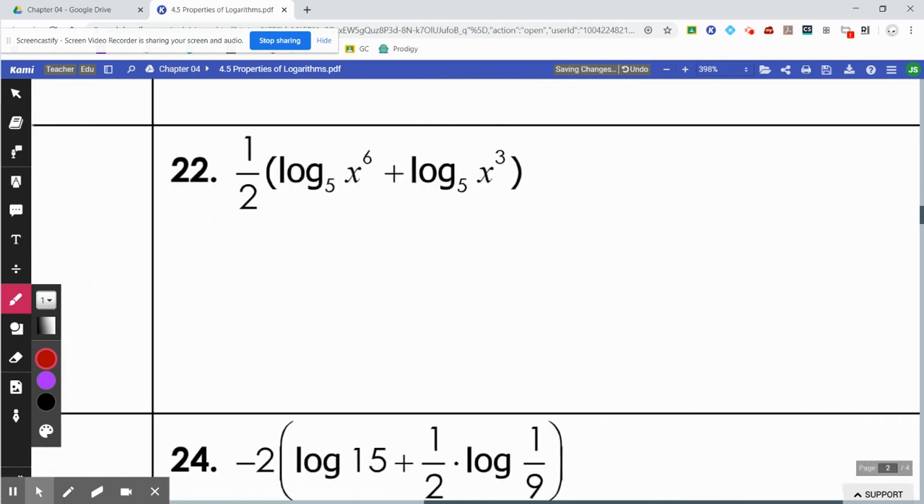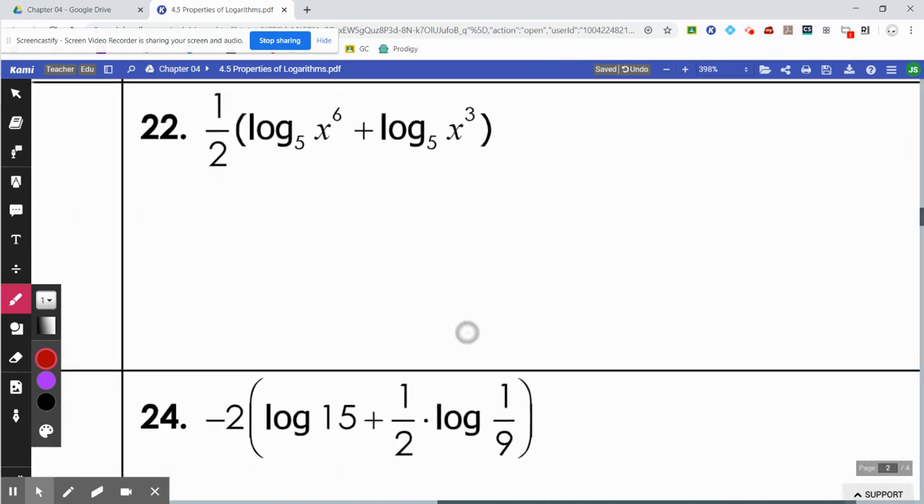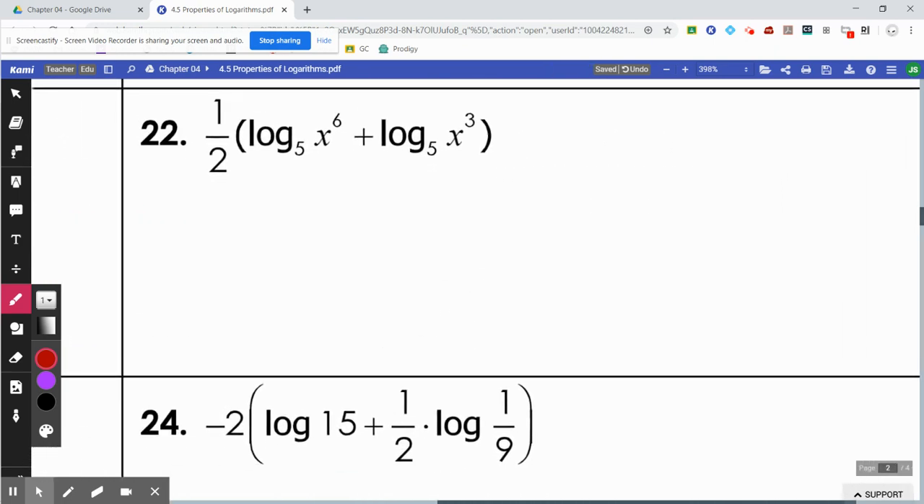Number 22. A few different ways you can do this here. You could distribute the 1/2 if you want to. Let's go ahead and start inside the parentheses and combine those. So we have 1/2 times log base 5 plus log base 5. To combine these two logarithms, we're going to again use our product rule. A log plus a log you can combine by multiplying the arguments. X to the 6th, x to the 3rd gives you x to the 9th.